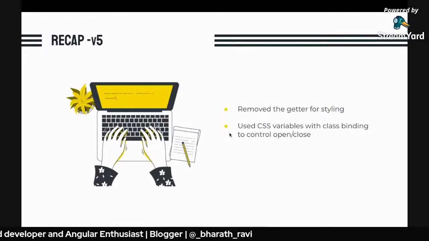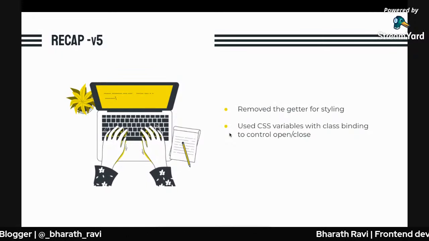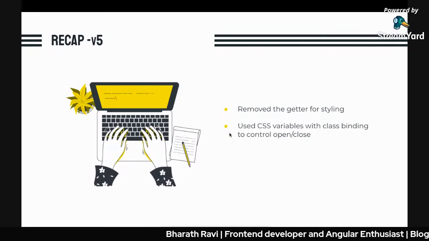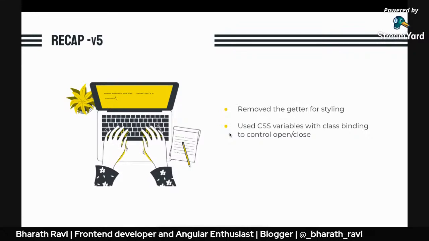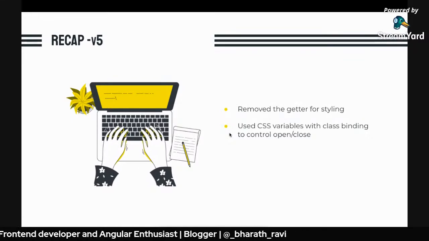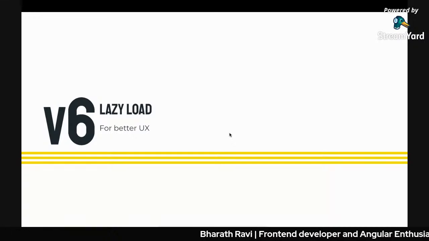Let's recap what we did in V5. So we removed the getter for styling, and we used CSS variables. We actually used style binding to bind CSS variables of the drawer component to control the width of the drawer, right? Great. Now we are going to V6, the version 6 of our drawer component.